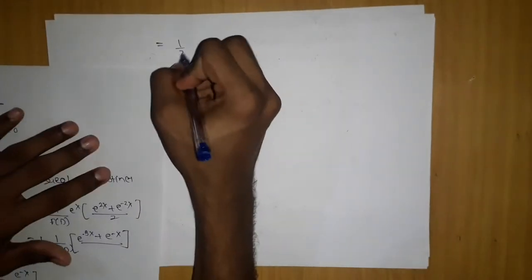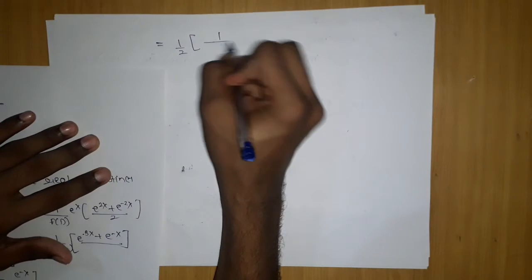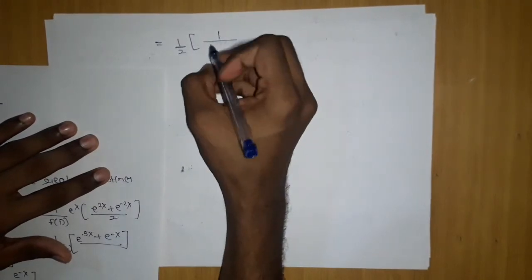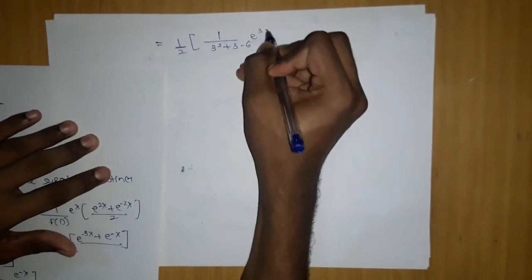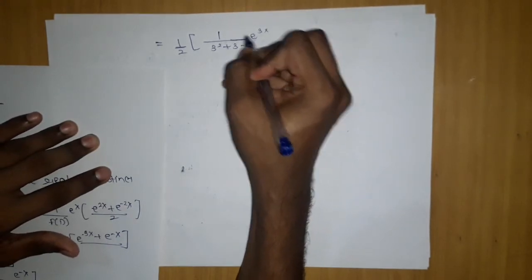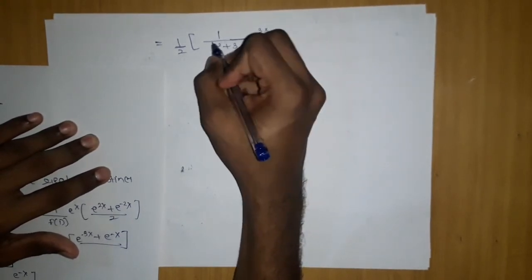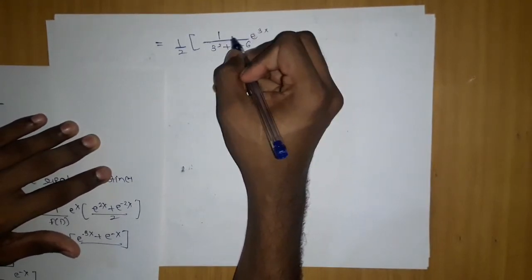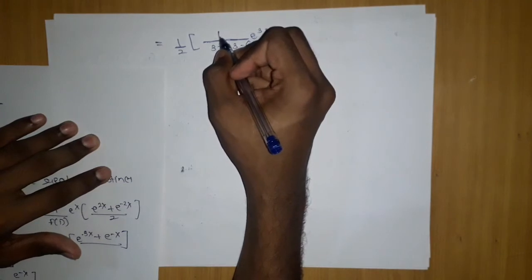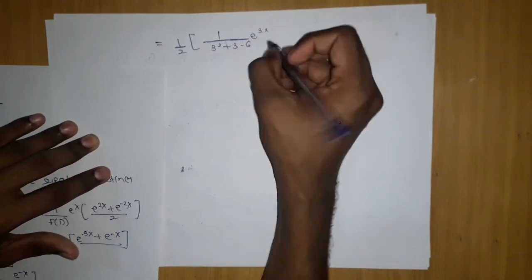Now let's do it. Here it will be 1/2, here it will be just substitute 3: 3² + 3 − 6 into e^3x. Remember, you don't need to write it on the top. It is not in numerator, okay? It is just multiplied with it. Many students write e^3x here, and they will get their marks reduced.